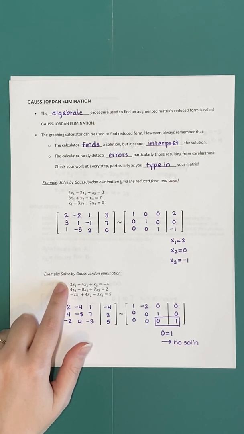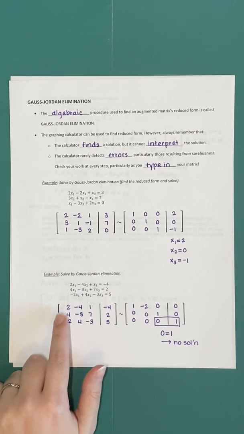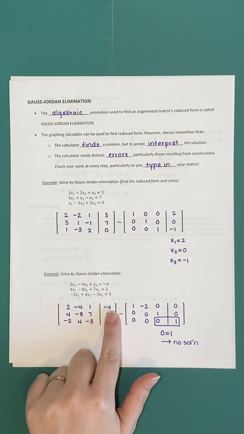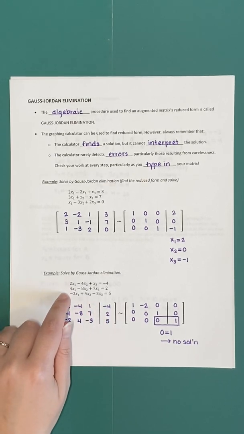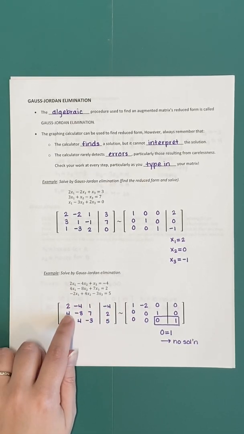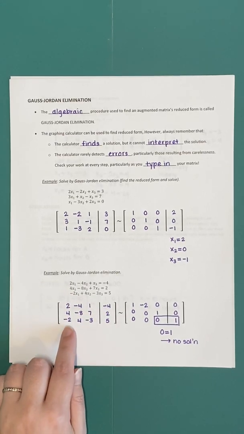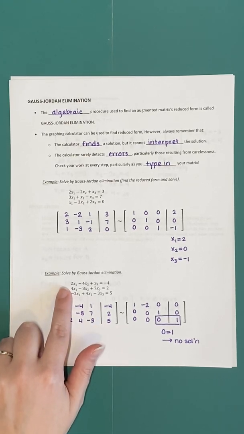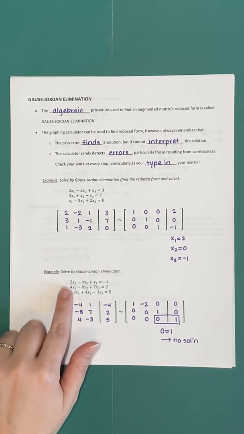So 2x1 minus 4x2 plus x3 is equal to -4. So removing our variables, that's going to give us a 2, a -4, a 1, and a -4. And then same thing for our additional rows. So 4, -8, 7, and 2. And then -2, 4, -3, and 5. That's going to be our bottom row. So this is going to be our augmented matrix, the matrix form of our system.